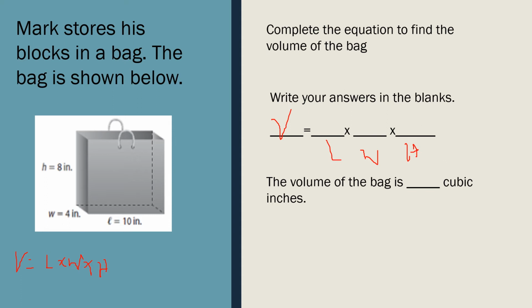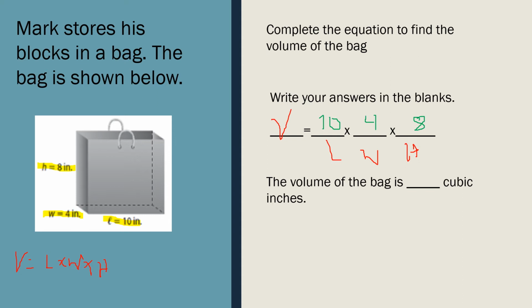So let's look. What is our length? Our length is 10. Our width is 4. Our height is 8. So let's plug it in. Here we go. Our length is 10, and you see me putting it together. Our width is 4, and I'm just plugging it in, and our height is 8. Wow. So now it says the volume of the bag is blank cubic inches.